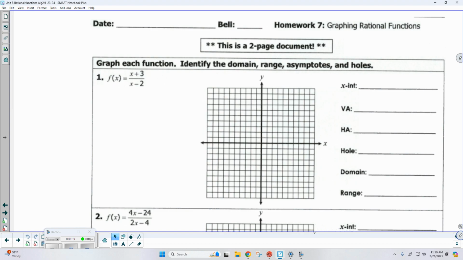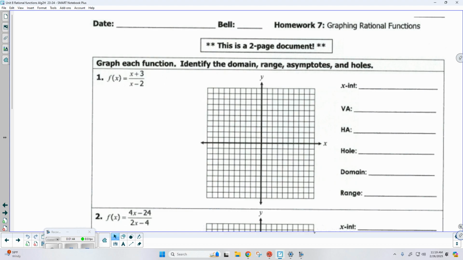Okay. All right. Well, let's take a look. We can just go ahead and start with number one, or if you have one in particular you want to take a look at. Okay, let's just start with one. Let's start with the basic. Okay, so here's the thing. X plus 3 over x minus 2, neither of those are factorable. So my first question, would this have a hole?